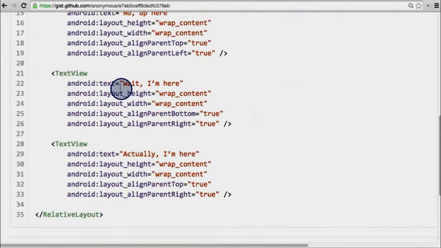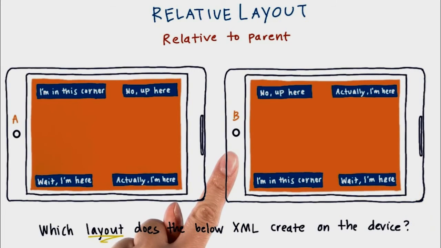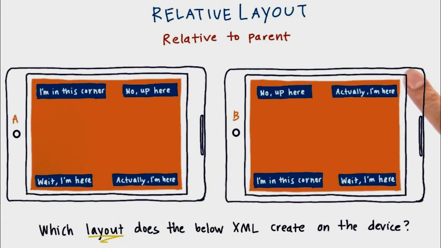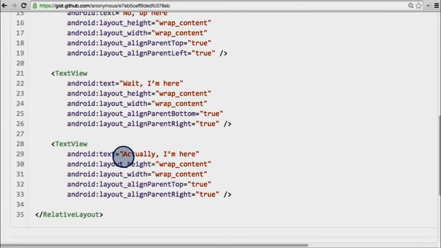The third text view says, "Wait, I'm here." This is aligned to the parent's bottom and right edges. This puts it in the bottom right corner of the parent. And we confirm that it's in the bottom right corner. For option B to be fully correct, the last text view should be located in the top right corner of the screen, and it should say, "Actually, I'm here." And indeed, the last text view says, "Actually, I'm here." And it's aligned to the parent's top and right edges.